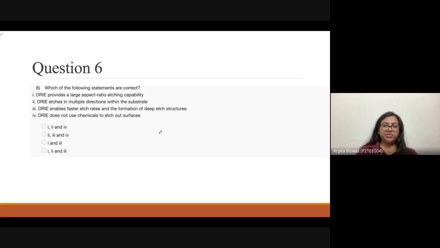Which of the following statements are correct? First option is DRIE provides a large aspect ratio etching capability. The second option is DRIE etches in multiple directions within the substrate. The third option is DRIE enables a faster etch rate and the formation of deep etch structures. And the fourth option is DRIE does not use chemicals to etch out the surface. So find out the right option.